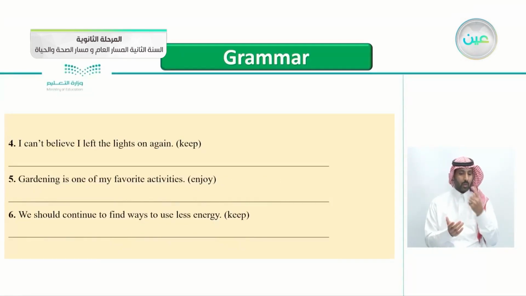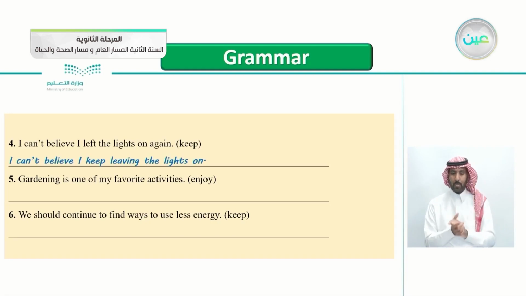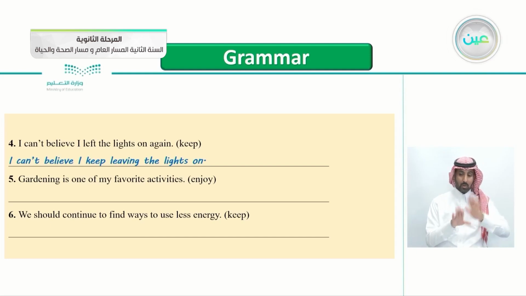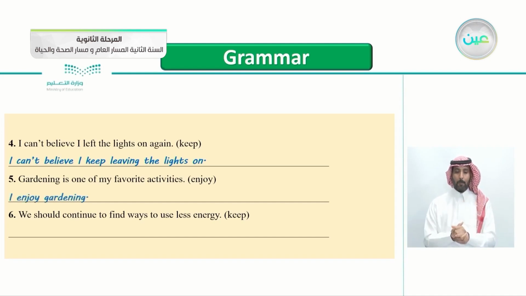Number 4, I can't believe I left the lights on again. And the verb is keep. So, I can't believe I keep leaving the lights on. So keep comes before a gerund. Number 5, gardening is one of my favorite activities. This is an easy one actually, and the verb is enjoy. Do we say I enjoy gardening or I enjoy to garden? Yes, very good. I enjoy gardening. So enjoy comes before a gerund.